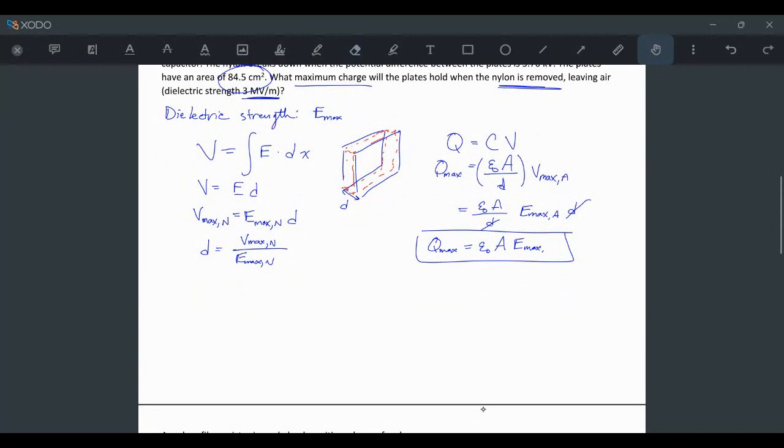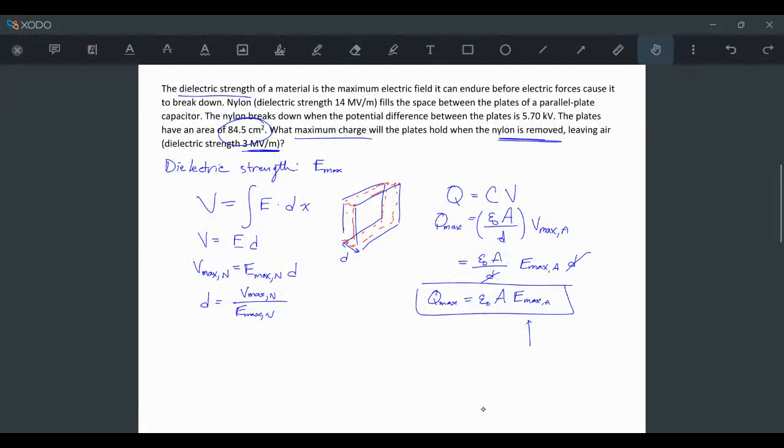And to make it clear, just so there's not another writing problem, that A is part of the subscript. So this is the maximum breakdown electric field, or the dielectric strength as it's called here. This is the 3 megavolts per meter. That quantity, that's the last term there.